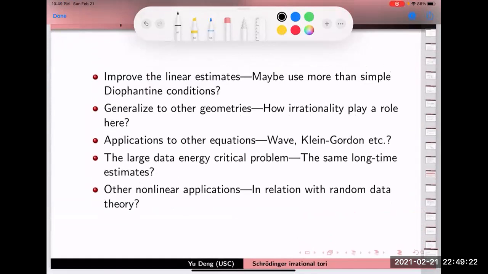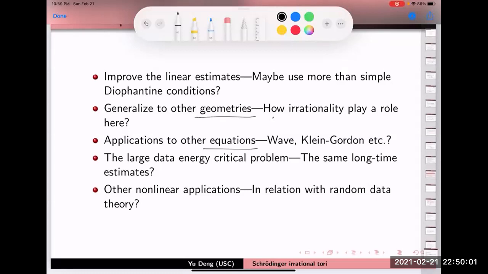And of course, there are a few other questions. So how do we improve that? Of course, in either case, we are not fully getting the conjecture, especially for small values of p, where we don't have this counting estimate available. And how do we do that? That will be one of the interesting questions. And again, another question is how to generalize to other geometries, other equations, other settings, and whether or not you have large data problems. So in any case, there are interesting questions related to this conjecture itself, and interesting questions related to partial nonlinear applications.